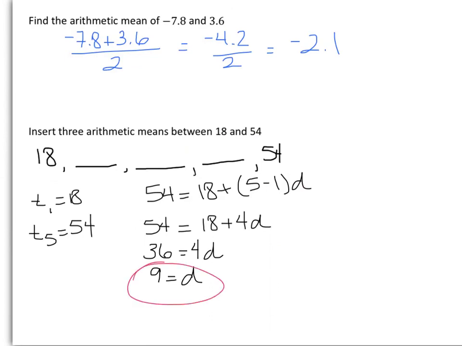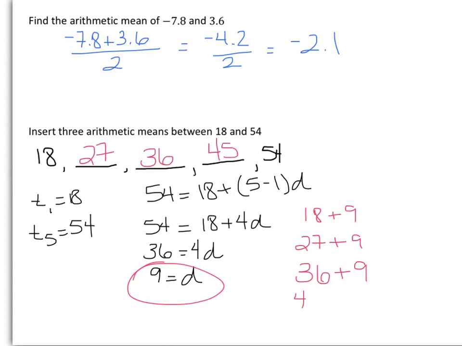That is now my common difference. So I can say 18 plus 9 gives me 27. 27 plus 9 gives me 36. 36 plus 9 gives me 45. And then 45 plus 9 would give me 54. These are the three arithmetic means between 18 and 54.